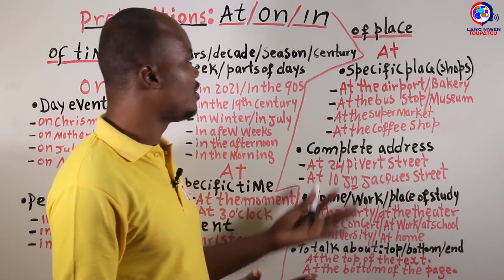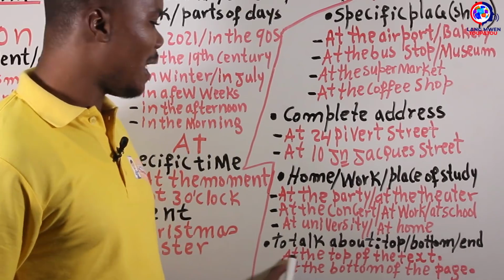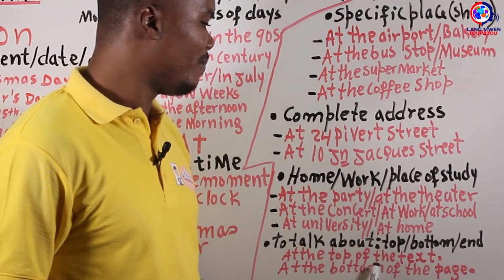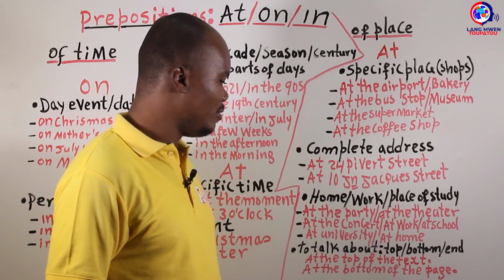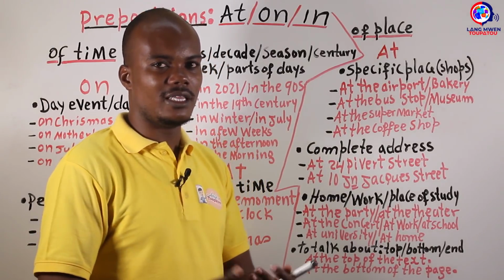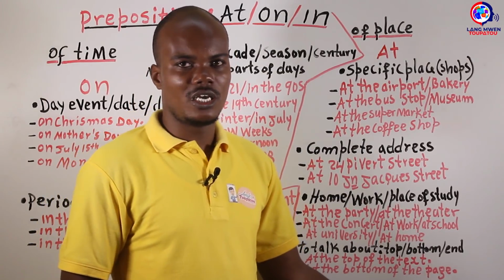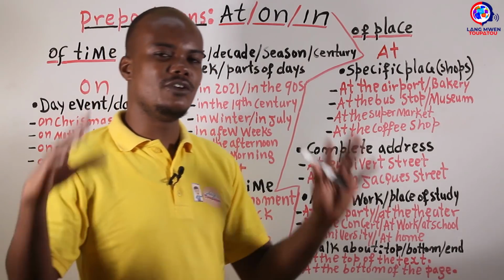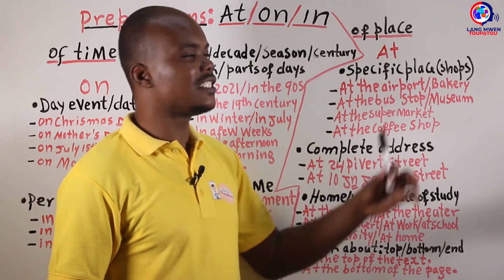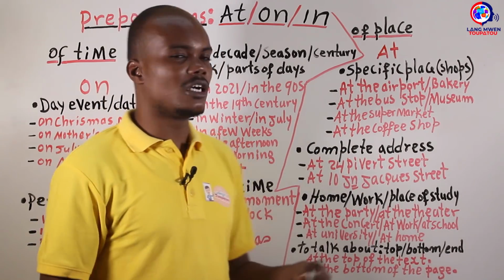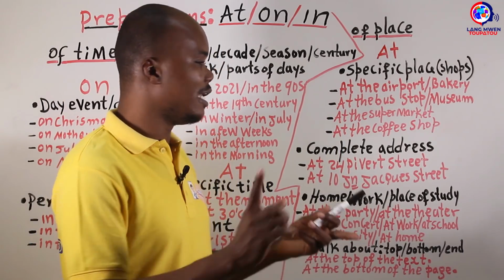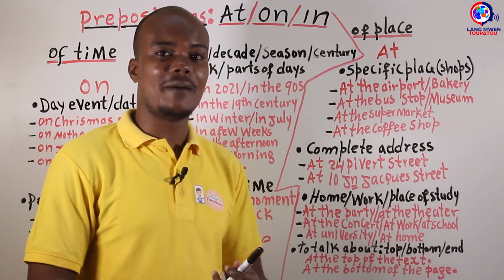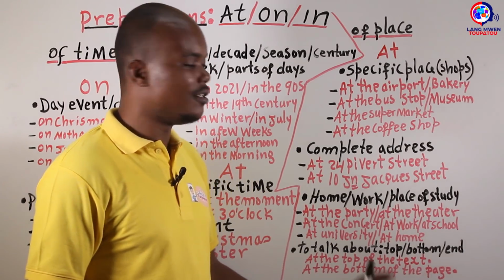So next, to finish, we use preposition at as preposition of place to talk about top, bottom, and end, and sometimes start of something. Like you say at the top of the text, and you say at the bottom of the page. Okay, like a book, like a notebook, you can say at the bottom of the page, or at the top of the text. So you use preposition at. Remember, you use preposition at when talking about a specific place, and you use it to talk about a complete address, with the number and the street name, and you use it when talking about a group of activities, and when talking about top, bottom, and start of something, you use preposition at.